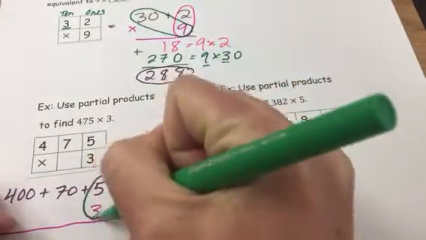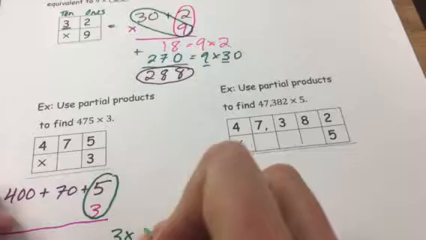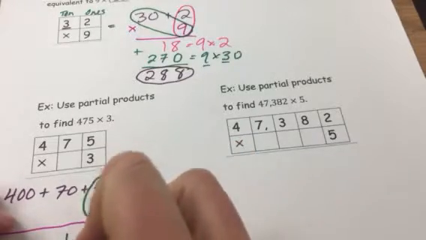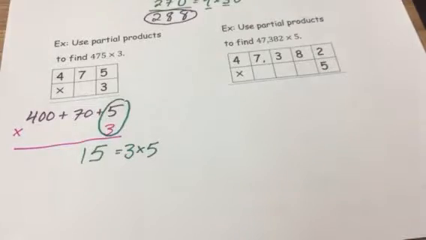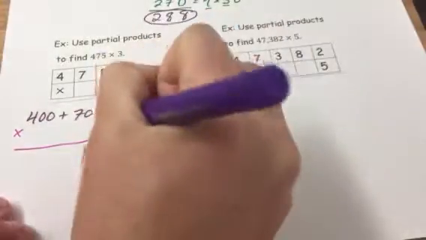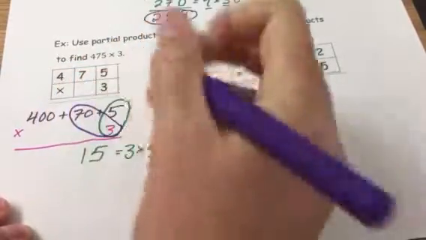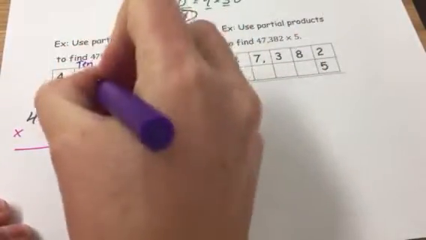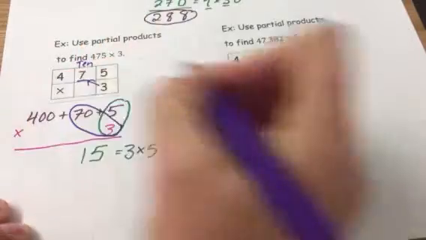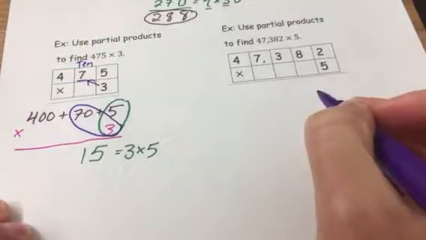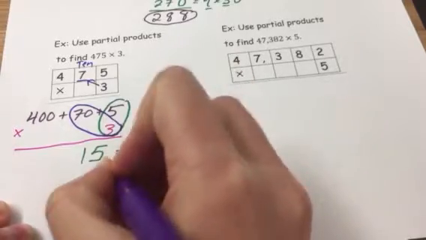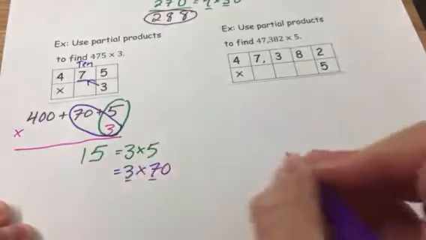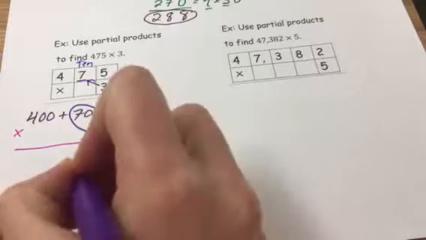So I'm going to go ahead and multiply 3 by 5, 3 ones by 5 ones, and I get 15. Next, I'm going to multiply 3 by 70 again, because that 7 here is not just 7, it's 7 tens because it's in the tens place. So now we're going to multiply 3 by 70. 3 times 7 is 21, and I'm going to add a 0 at the end.